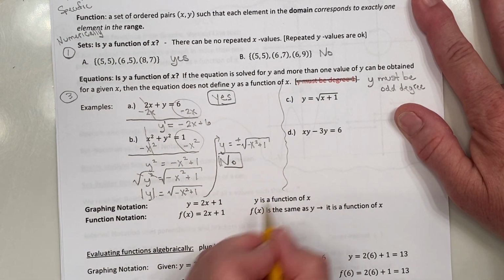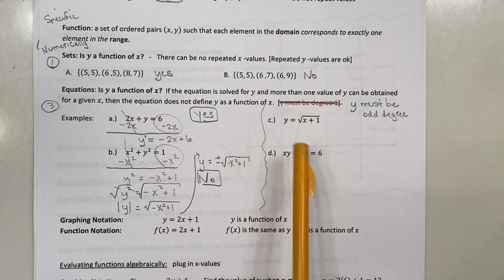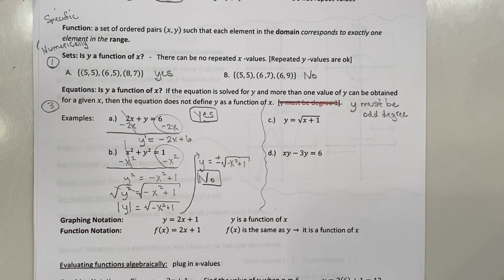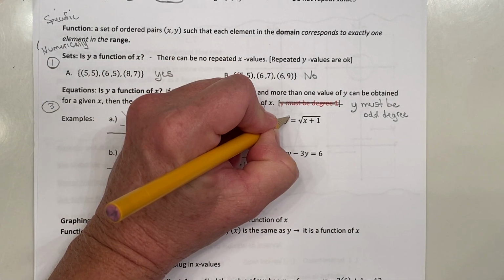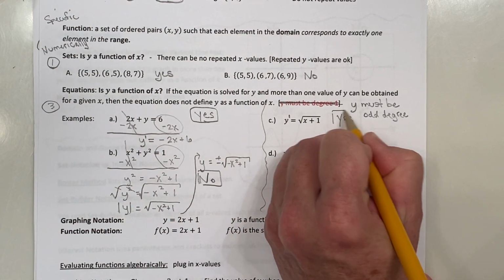All right, let's look at C. Okay, C is already done for us, meaning that y is already on one side of the equation by itself. I'm looking at y and I'm going, okay, well, y's understood exponent is 1. That's an odd number. So that must be that this is a function. And you'd be good to go.